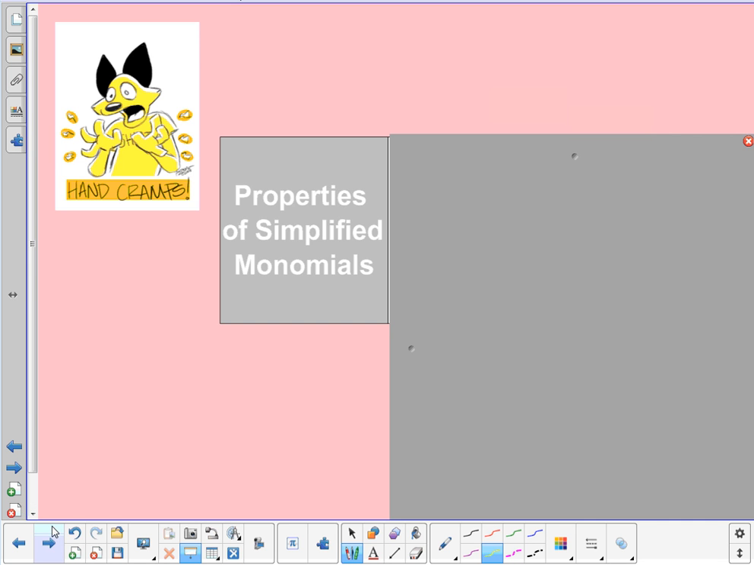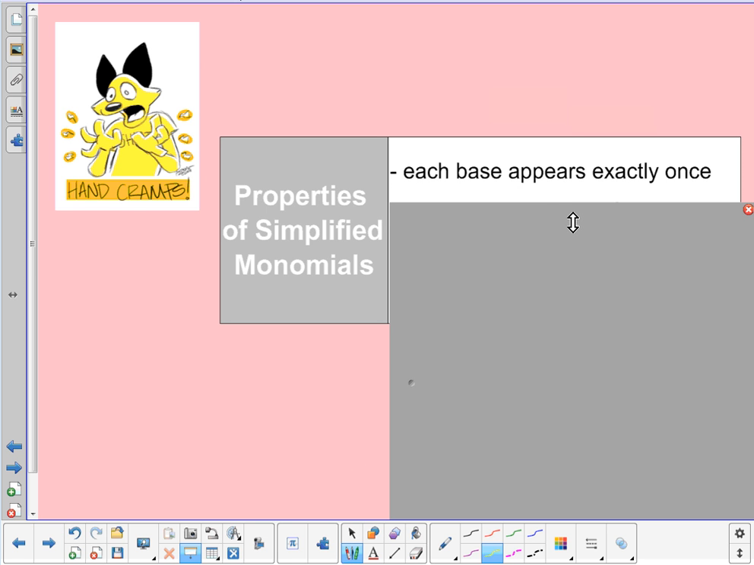Now let's start to combine some of these things. We've seen a lot of these properties already. We've seen the fact that we need each base to appear only once.